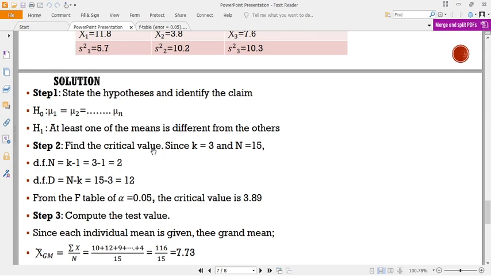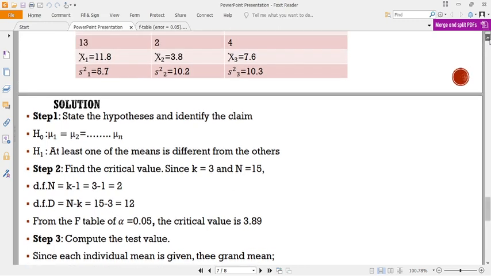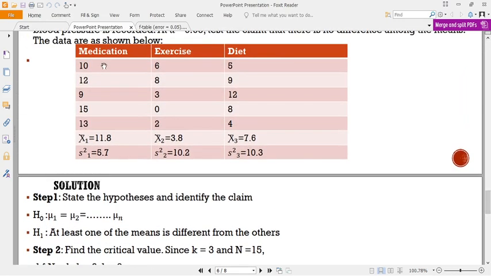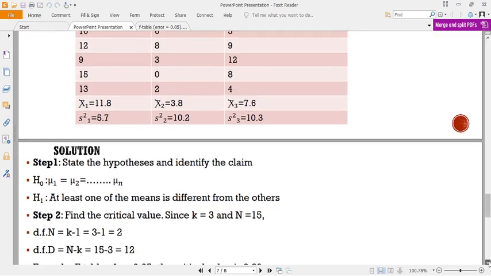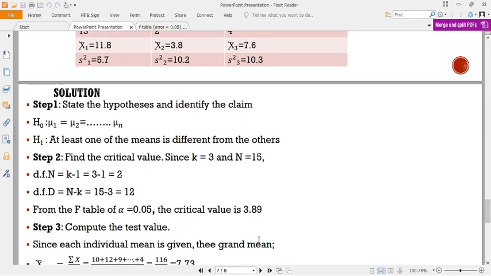So step number 2 is to find the critical value, and we use the F table. Since we are looking at an F distribution, remember we have 3 groups, so our K is 3, and then N, or the total population, we count each variable in the entire data set. So degrees of freedom numerator is K minus 1, our K are the groups, so there are 3 groups, minus 1, which will give us 2. Then degrees of freedom denominator are total population minus the number of groups, so that will be 15 minus 3, which will give us 12.